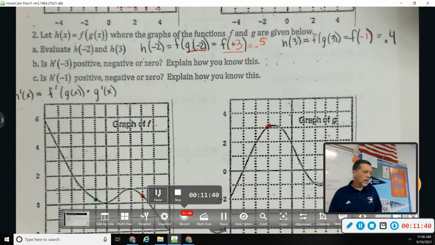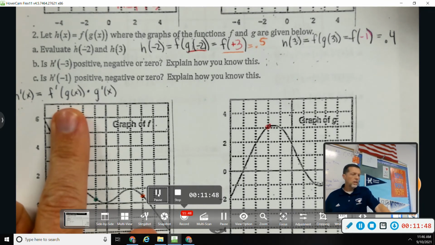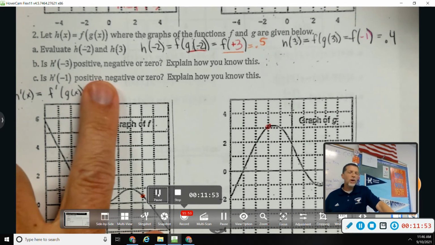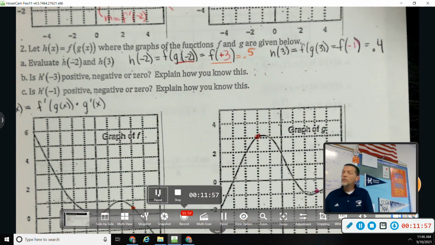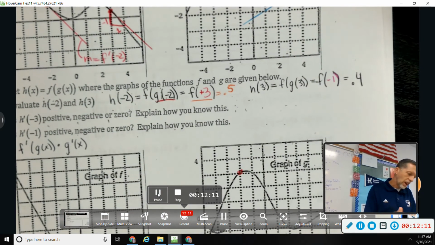Question B. Is h prime of negative 3 positive, negative, or 0? Explain how you know this. Well, the explain is going to be using the chain rule. And I guess they said positive, negative, or 0 because we know there's some estimations going on here. So if we just keep it to positive, negative, or 0, we should probably all end up with the same answer. You might get 1.7 and I have 1.8 or 1.5, but by narrowing it down to positive, negative, or 0, we should be okay.